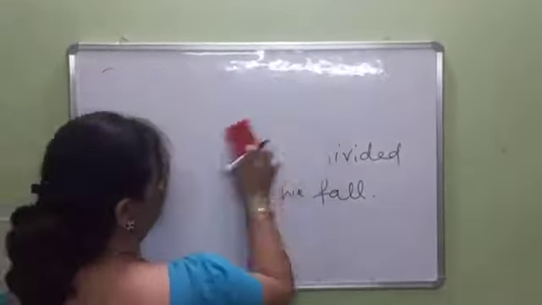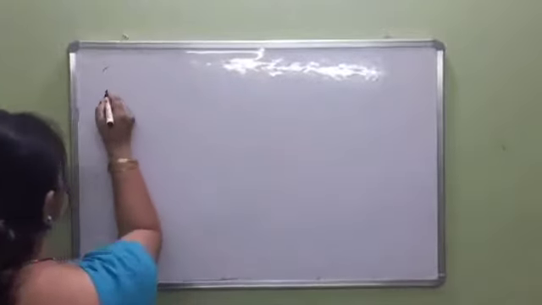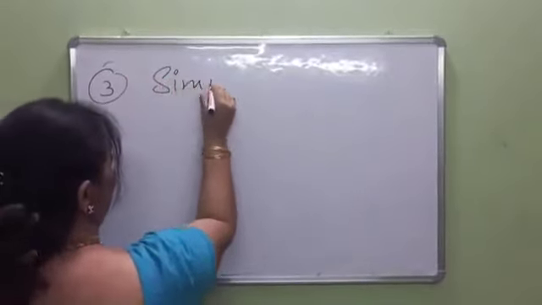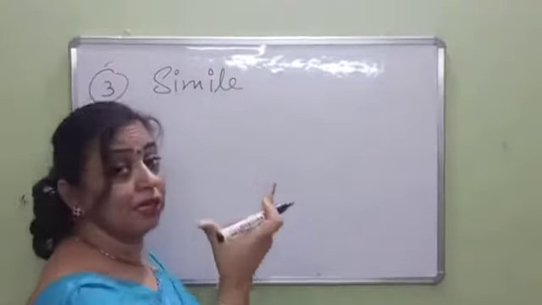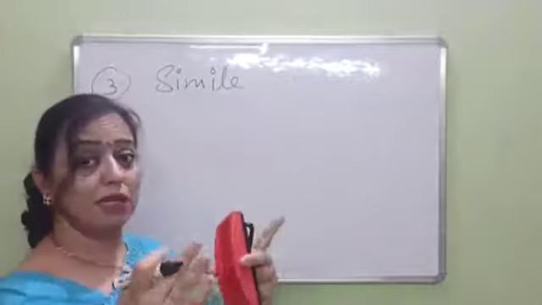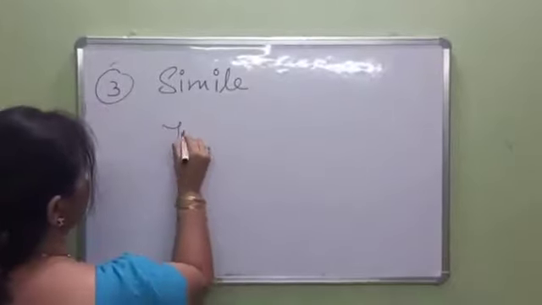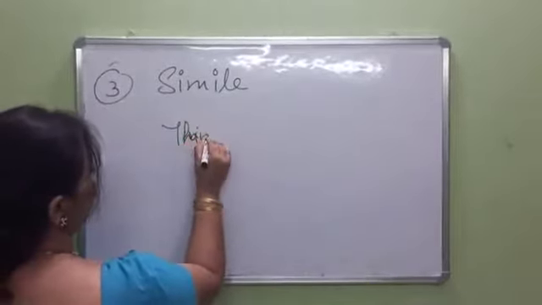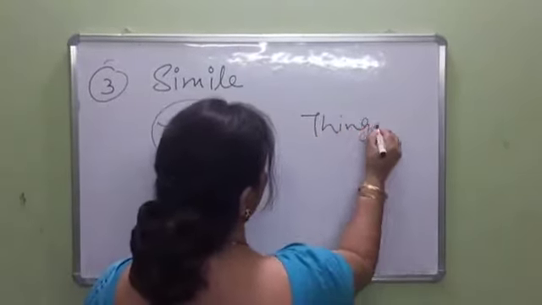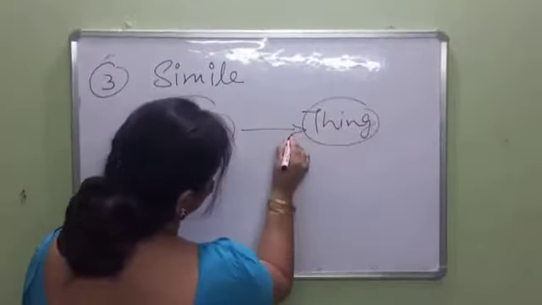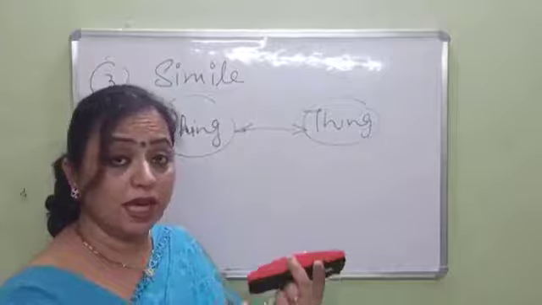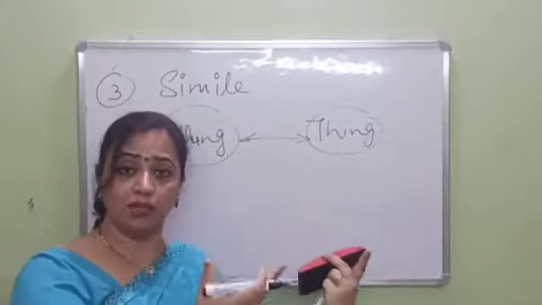Now let's come to the third one. The third figure of speech, very very important. Maybe you have done it and you know about it also. Simile. It's not smile. Simile. You see the syllables. Simile. What is that? Simile is basically, there is thing 1 and there is thing 2. So there is interconnection. It is the comparison, direct comparison of one thing to another thing.